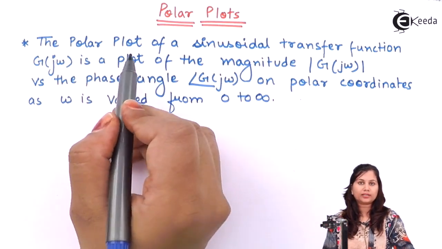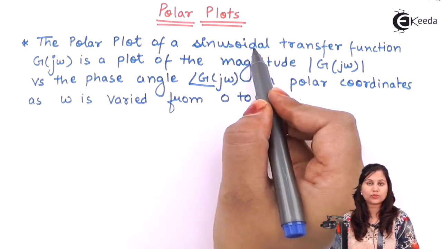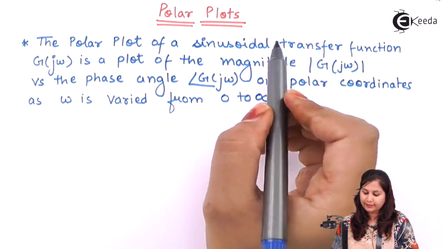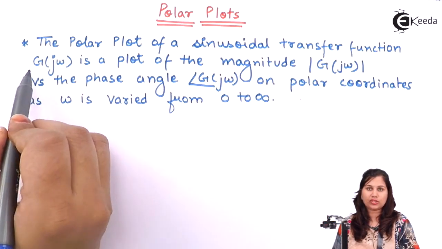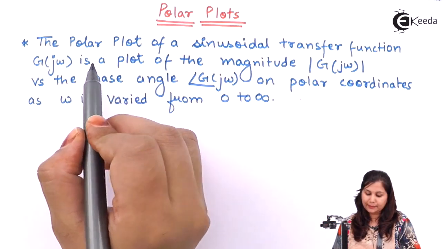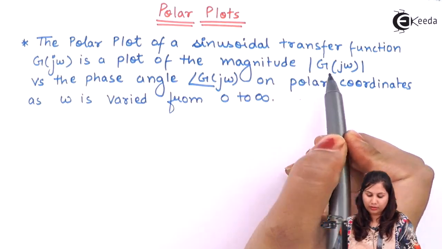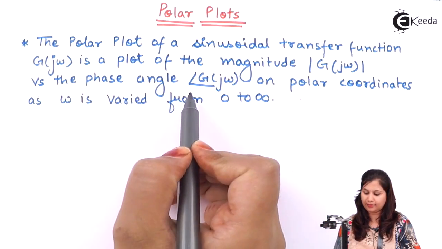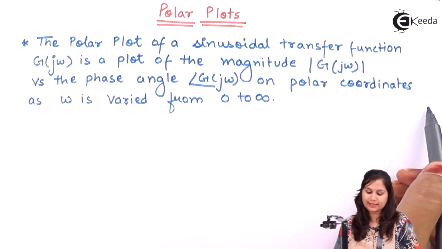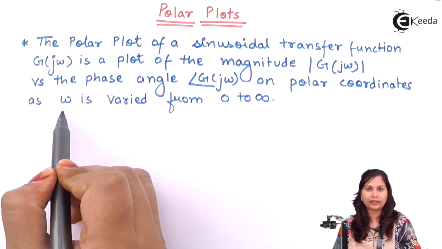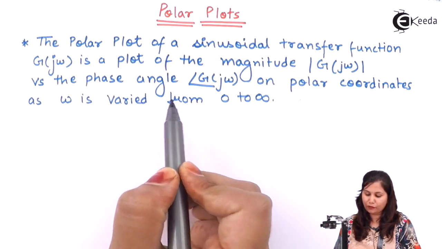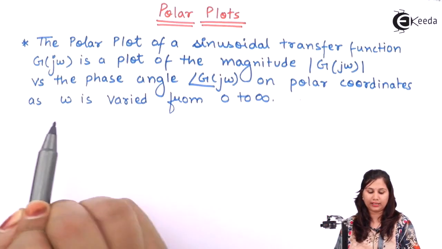So a polar plot is of a sinusoidal transfer function, and this transfer function is G(jω). It is a plot of the magnitude versus the phase angle on the polar coordinates as ω, that is the frequency, is varied from 0 to infinity.